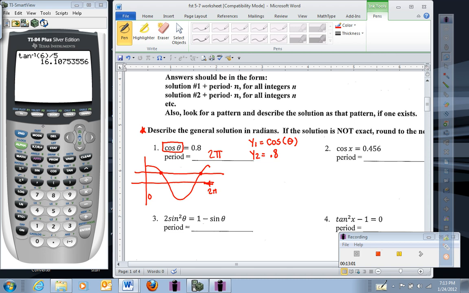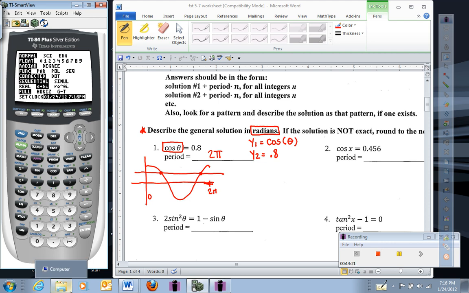So we also know that we're going to be working in radians today. So the first thing I want everybody to do is go to the mode key on your calculator, and I want you to put your mode in radians. You've probably been hanging out in degrees for the last several assignments. We want to change that and work in radians.